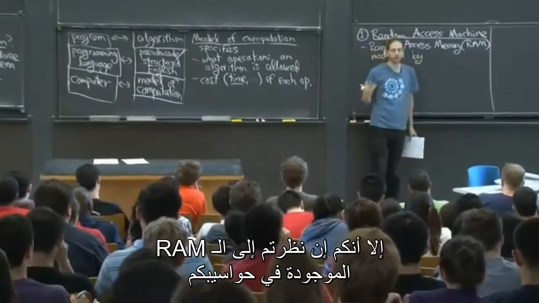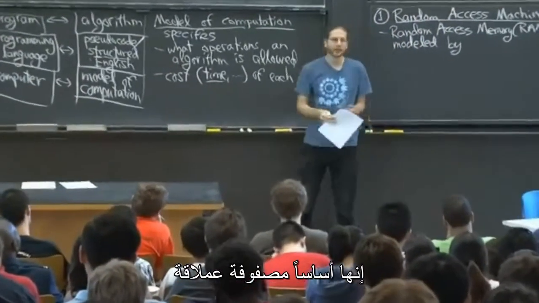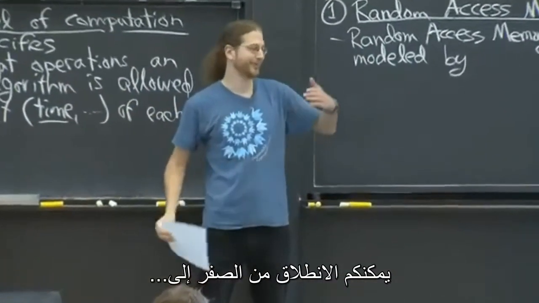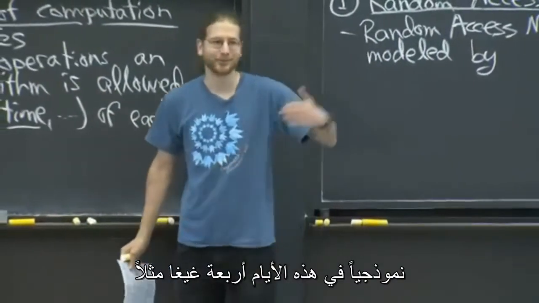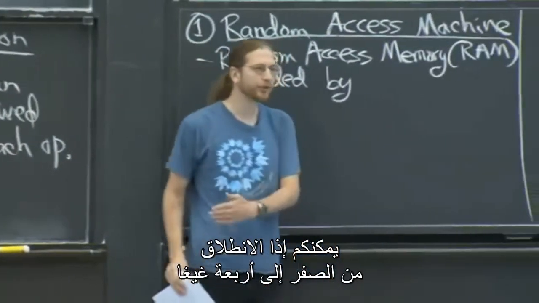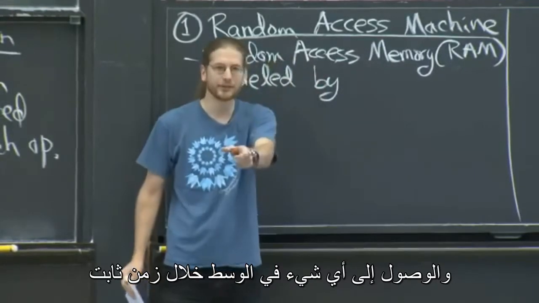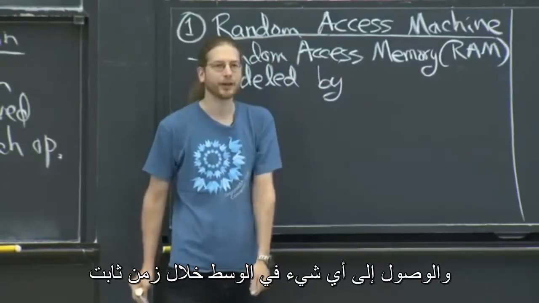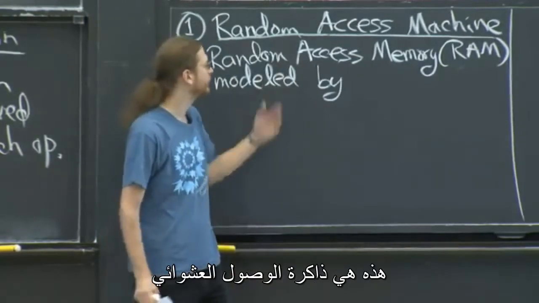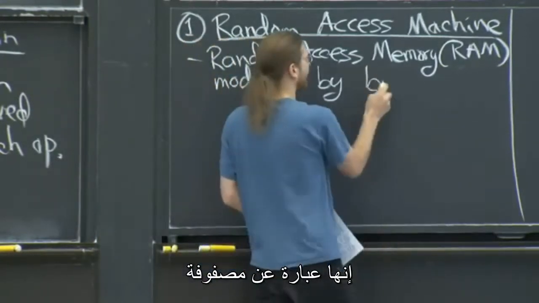But the idea is if you look at RAM that's in your computer, it's basically a giant array, right? You can go from 0 to, I don't know, a typical chip these days is like 4 gigs in one thing. So you can go from 0 to 4 gigs. You can access anything in the middle there in constant time. To access something, you need to know where it is. That's random access memory. So that's an array.